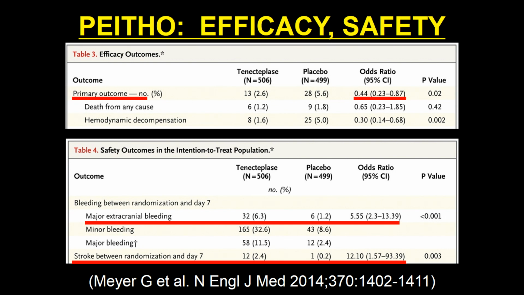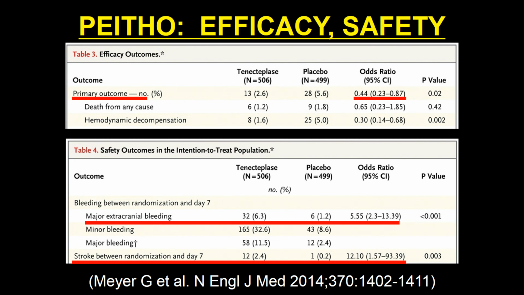More recently, the European multinational PEITHO study was undertaken with about 500 patients receiving full-dose, peripherally administered intravenous tenecteplase, which is a fibrinolytic agent similar to TPA, versus anticoagulation alone. The primary efficacy outcome was stated in advance of the trial to be reduction of death or hemodynamic collapse in patients receiving fibrinolysis compared with patients receiving anticoagulation alone. And in fact, PEITHO achieved its primary outcome with a 56% reduction in death from any cause or hemodynamic collapse.